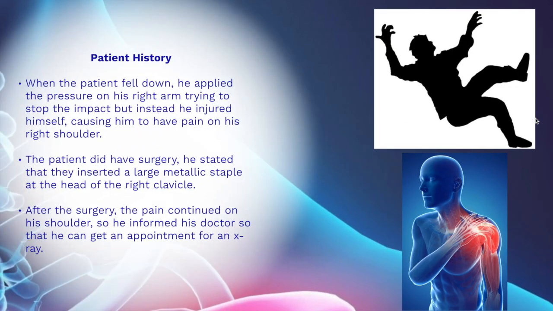The patient history was that he fell down and applied pressure on his right arm trying to stop the impact, but instead he injured himself, causing him to have pain on his right shoulder. The patient did have surgery. He stated that they inserted a large metallic staple at the head of the right clavicle. After the surgery, the pain continued on his shoulder, so he informed his doctor so that he can get an appointment for an x-ray.